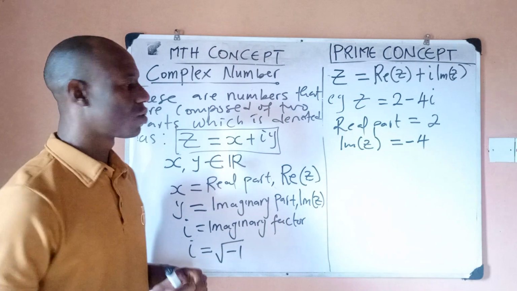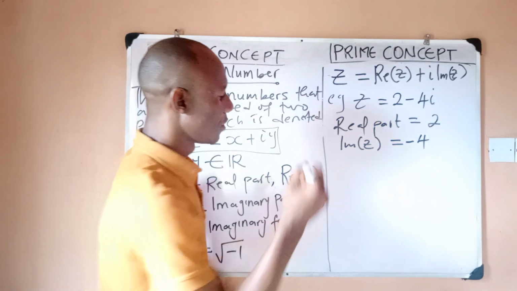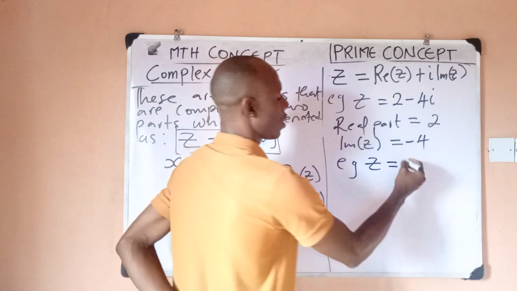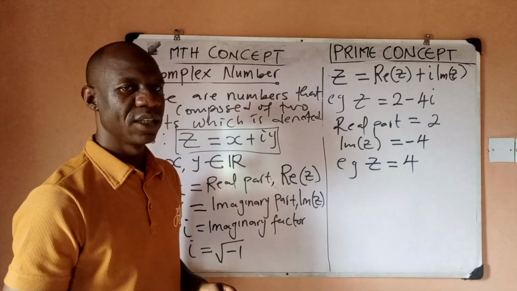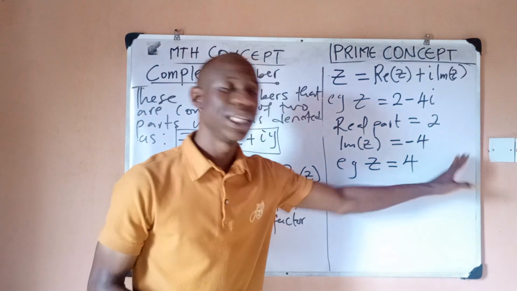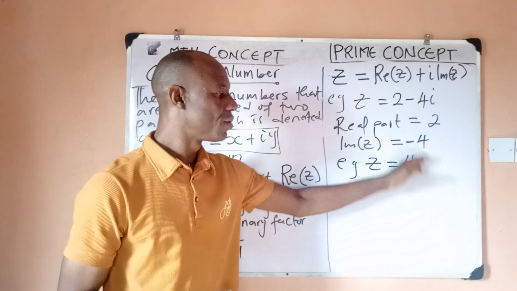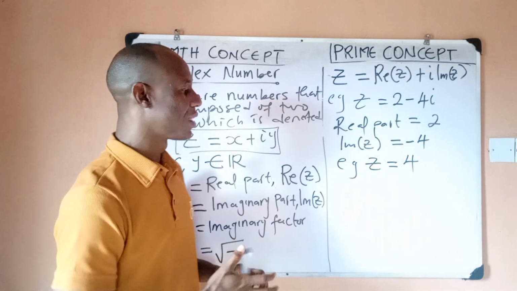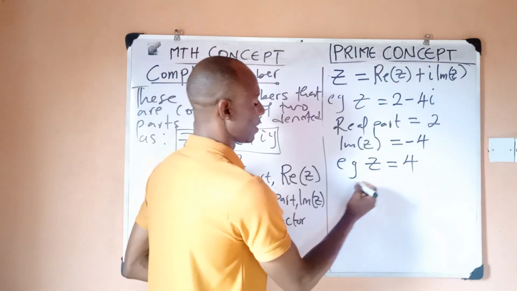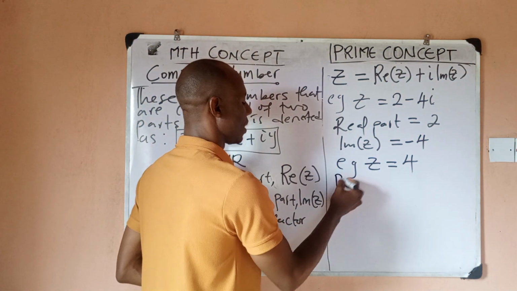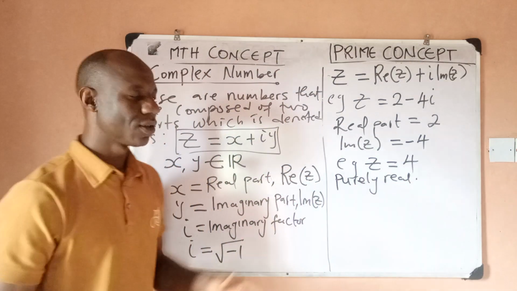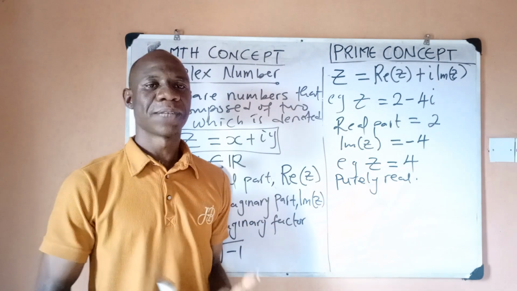Then I want to also mention that we can have a complex number like this. We can have z equal to, let's say, 4. What will you quickly notice? In this particular case, our complex number does not have the imaginary component. It has only the real component. So in this case, we would say that our complex number is purely real. That is what it means when it has only a real part. And obviously you can see that 4 is a real number.